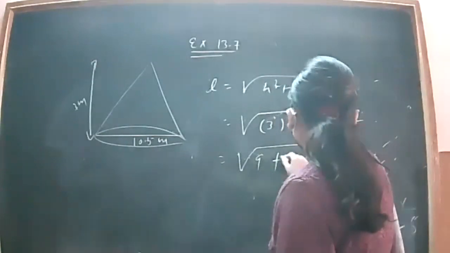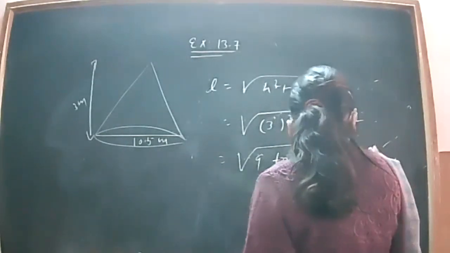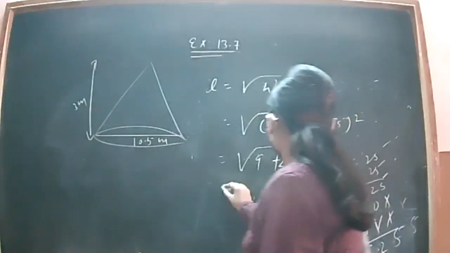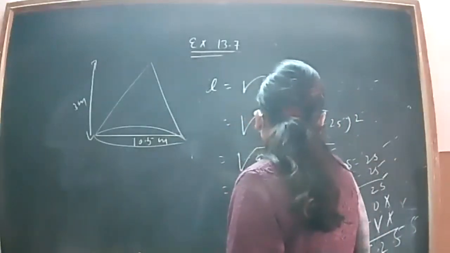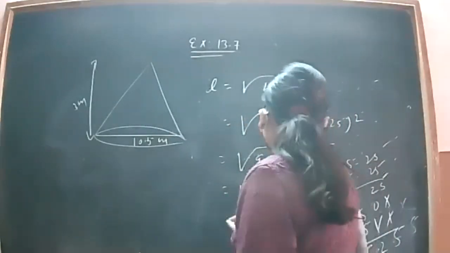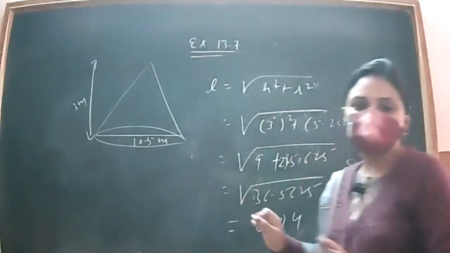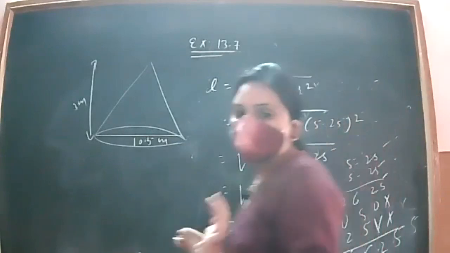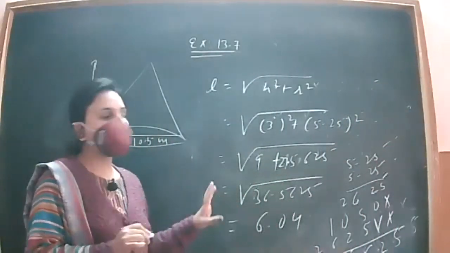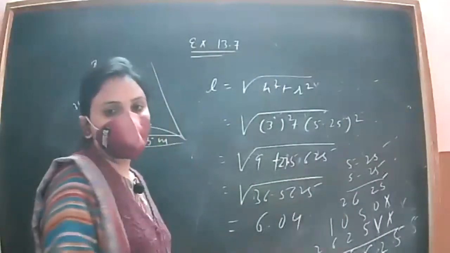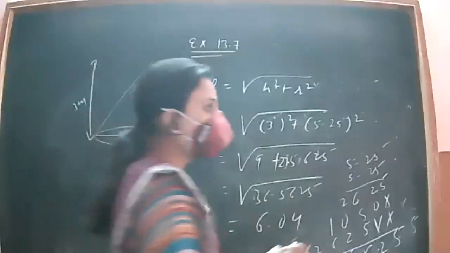and 0.5625. So this will be 36.5625 and its square root will be 6.04 or 05 something. 2 digit तक आपने square root इसका लेना है. This will be 6.04 or 05 something, right? So L has been found out.